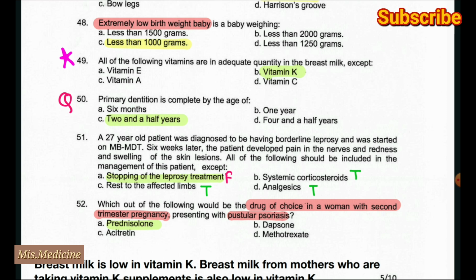Next question. Which of the following should be the drug of choice in a woman with second trimester pregnancy presenting with pustular psoriasis? Drug.